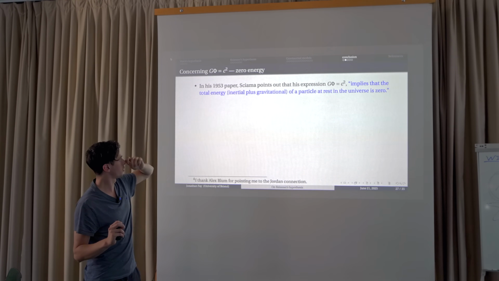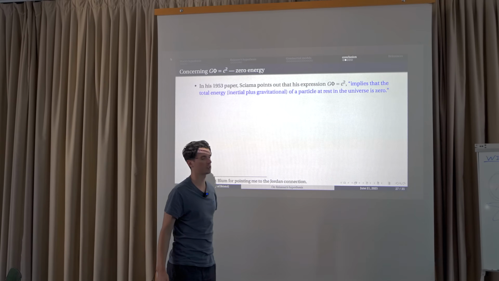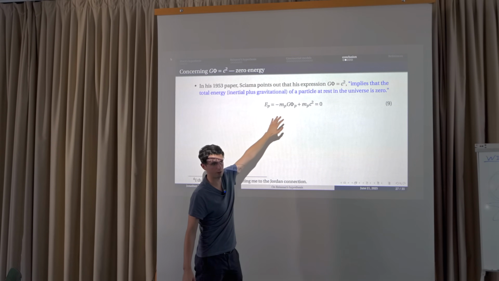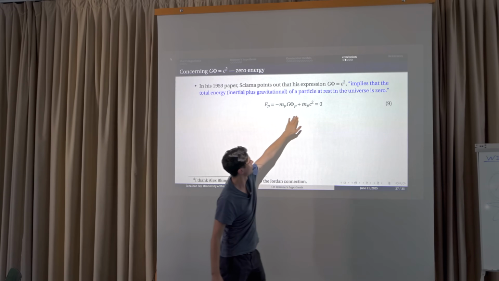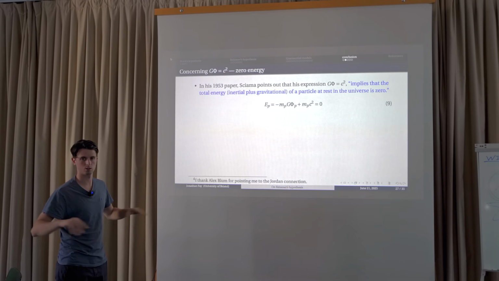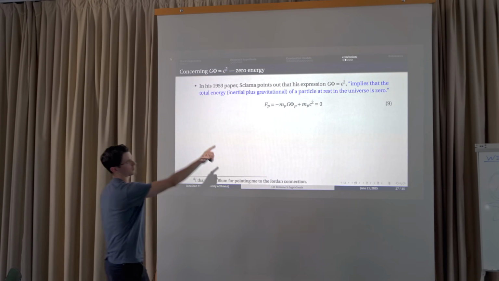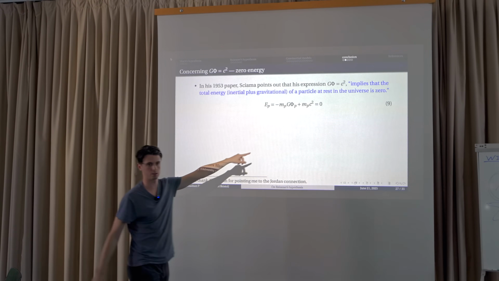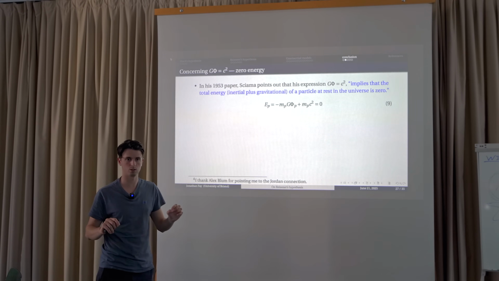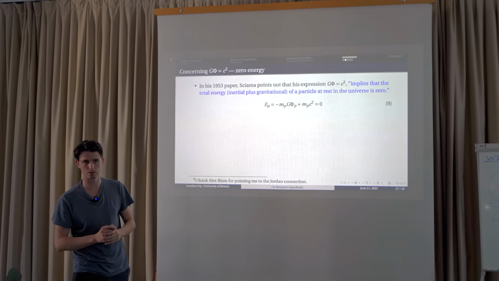In his 1953 paper, Sciama points out that this expression implies that the total energy, inertial plus gravitational, of a particle at rest in the universe is 0. So this is the energy of a particle at rest. We have the rest mass energy, m of the particle times c squared, and then its negative energy from being in the gravitational whirl of all of these masses is negative m_p G phi. If we take this relation seriously, we immediately see that this is zero, right? So every single mass of the universe in this model is contributing exactly zero energy to the universe. Or in other words, the rest mass is perfectly compensated by the negative gravitational potential.